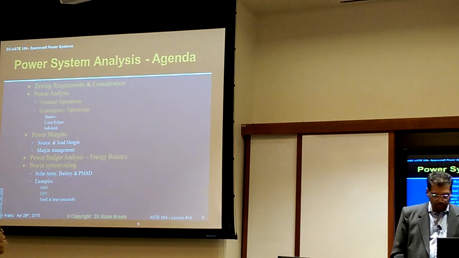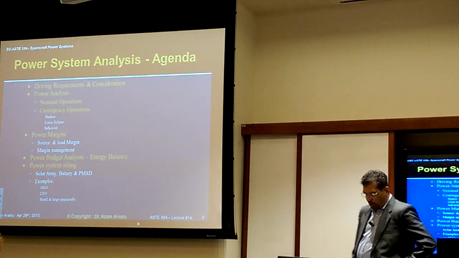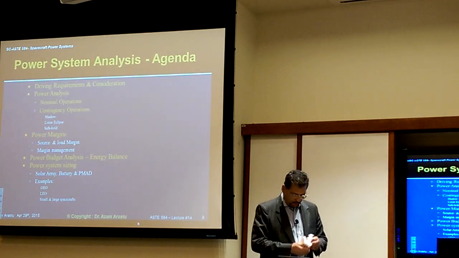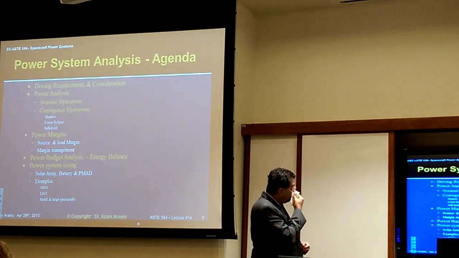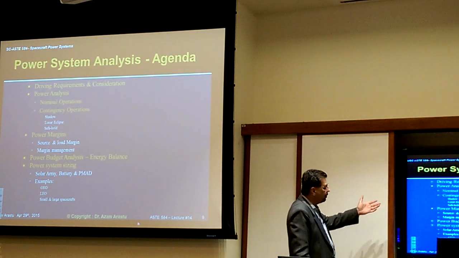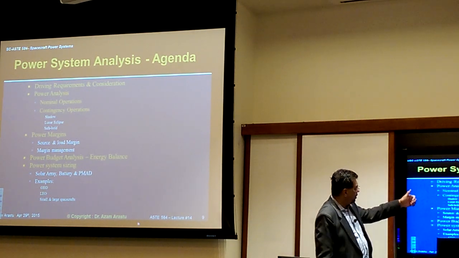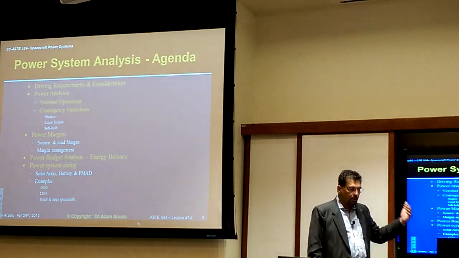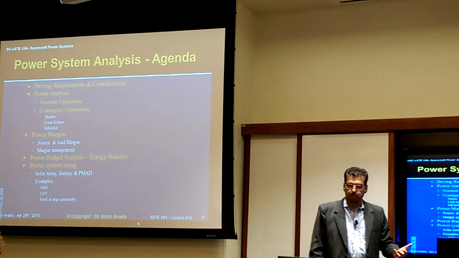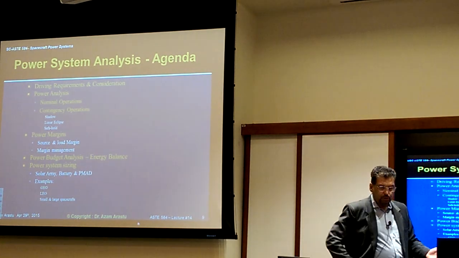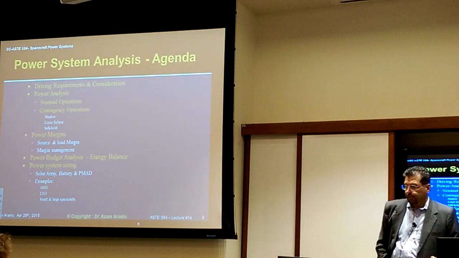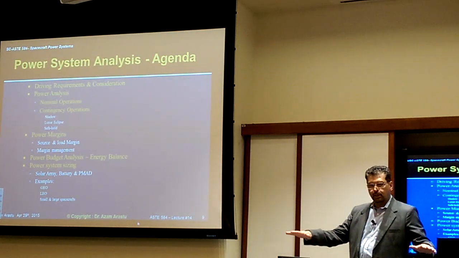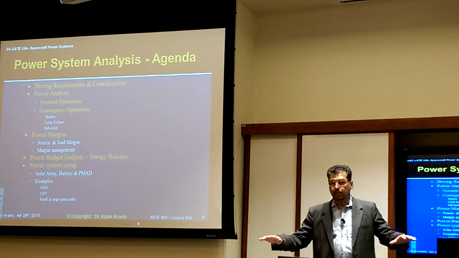So when we do analysis, here are the things we are really looking for when you bring this analysis together. First of all, the key driving requirements and reservations. And then in the analysis you'll have to do the nominal operation and the contingency operation. Most of the time the spacecraft will be under nominal operations, where everything is steady state and operating as planned.